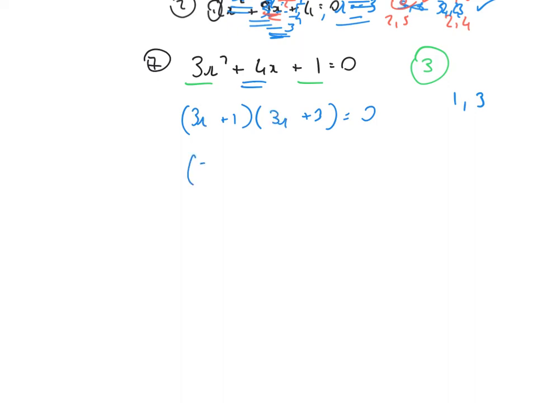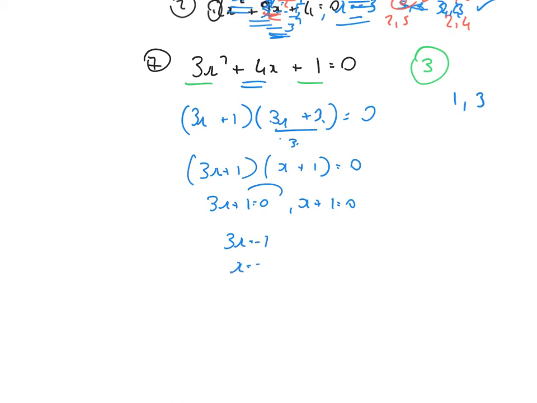Okay, first bracket I can't take out any more common factors, but from the second bracket I can take out a common factor 3. 3 into 3x goes x, and 3 into 3 goes 1. Okay, so 3x plus 1 could be 0, or x plus 1 could be 0. 3x could be minus 1, x could be minus 1 over 3, or x could be minus 1.